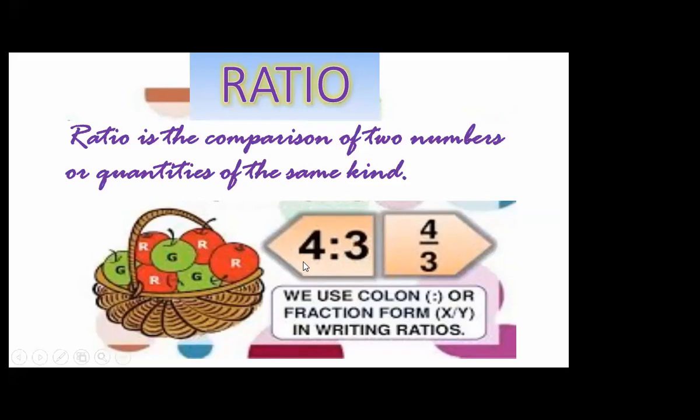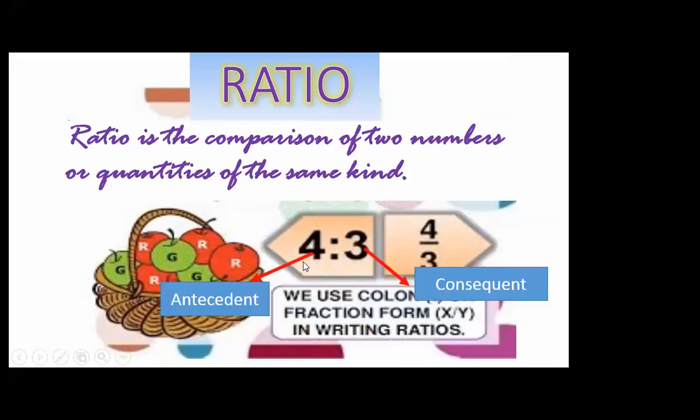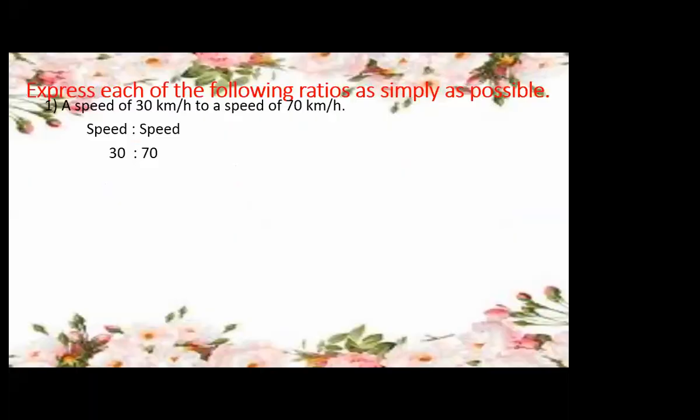Now in this ratio, the first quantity is called the antecedent and the second one is called the consequent. Express each of the following ratios as simply as possible. First of all, whenever we are comparing quantities, we have to check that the quantities are of the same kind. Yes, so we have speed ratio speed, right? Then we have to write only the numbers, that is 30 ratio 70. Please don't write the unit with 30 and 70. There's no need to write the unit, okay? By canceling the zeros, we get the ratio 3 ratio 7, right?